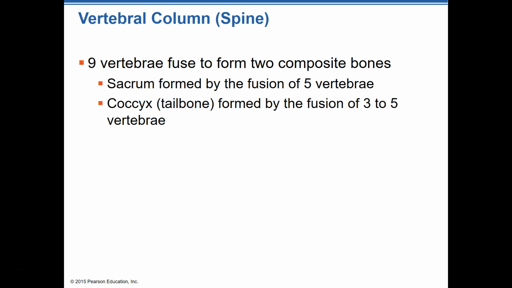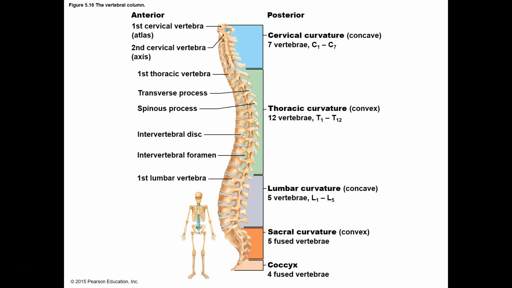There's also 9 vertebrae that fuse together to form 2 composite bones. The sacrum is formed by the fusion of 5 vertebrae, and the coccyx is anywhere from 3 to 5. It kind of varies, and it may be difficult to distinguish, and that's what we're talking about down here at the very bottom, the tailbone. But 7 cervical, 12 thoracic, 5 lumbar, and then 9 fused, sacral and coccyx that are fused together.